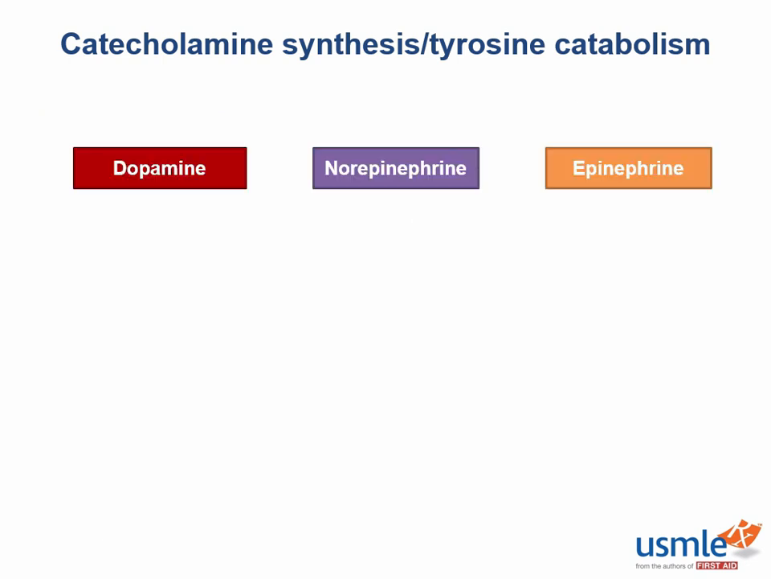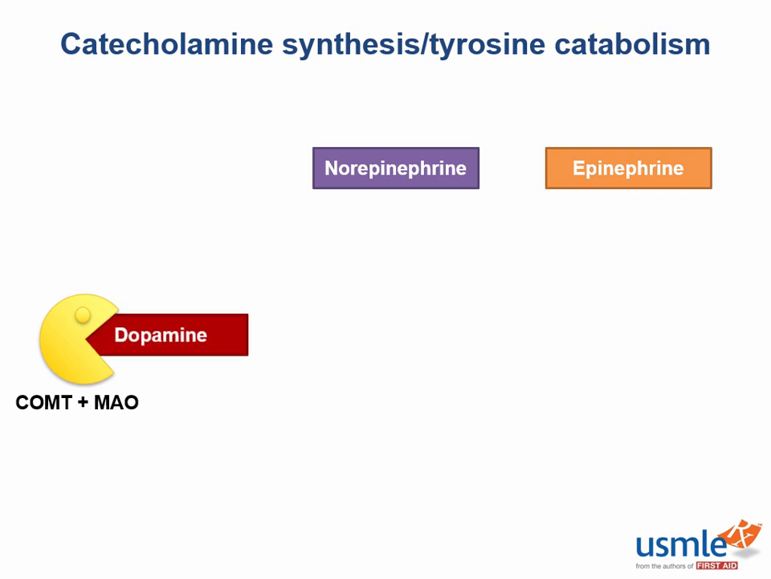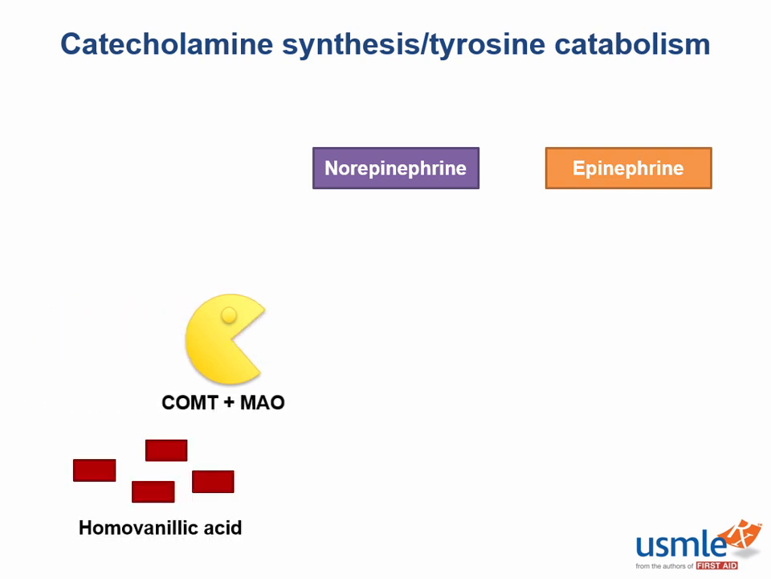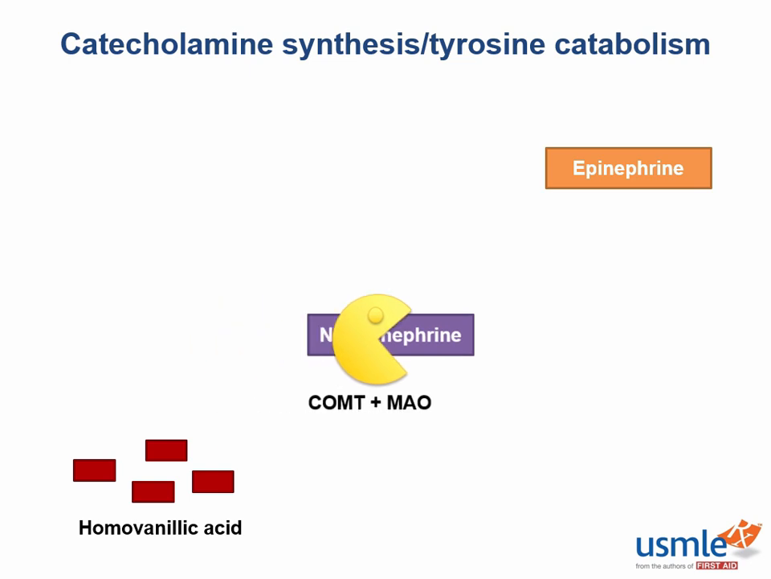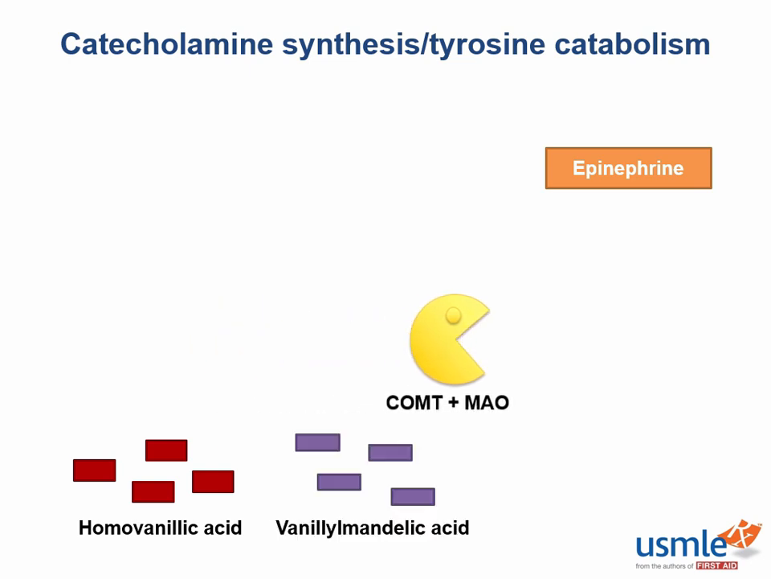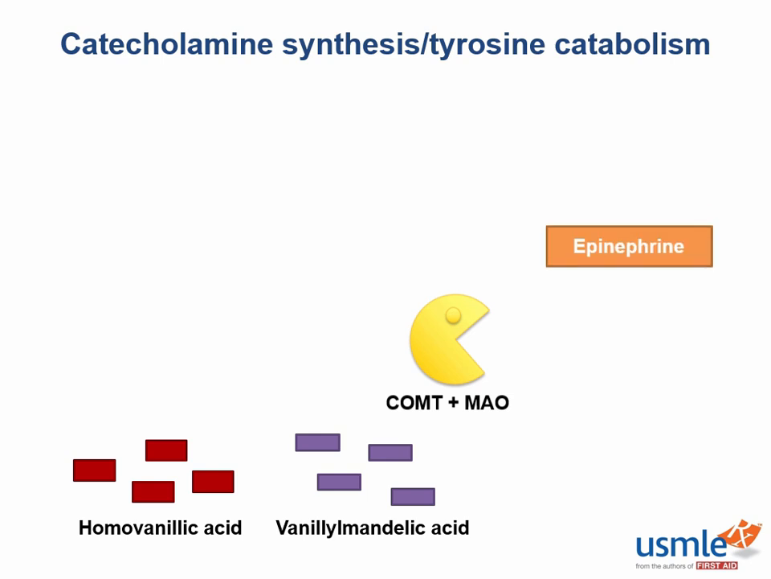Alright, now that we've spent all that time building some catecholamines, how do we break them down? Well, catecholamines can be broken down by our Pacman enzyme, which is monoamine oxidase, or MAO, or catechol-O-methyltransferase, or COMT. Now dopamine is broken down by MAO, or COMT, into homovanillic acid. And norepinephrine is broken down into VMA, or vanillylmandelic acid. And lastly, epinephrine is broken down into metanephrines.